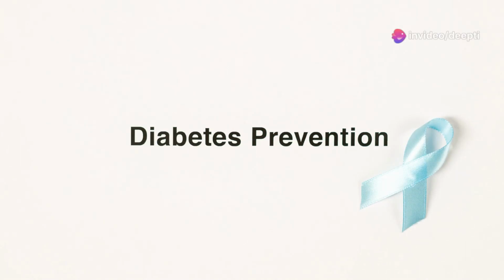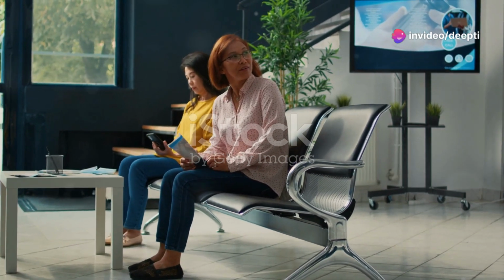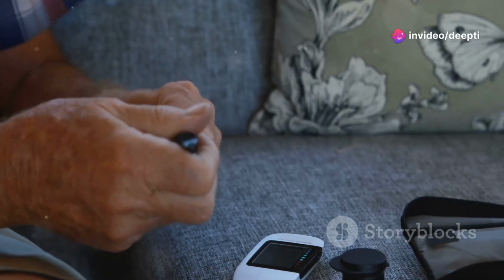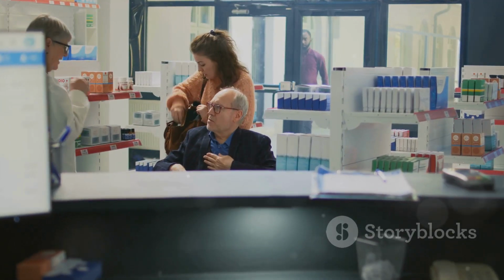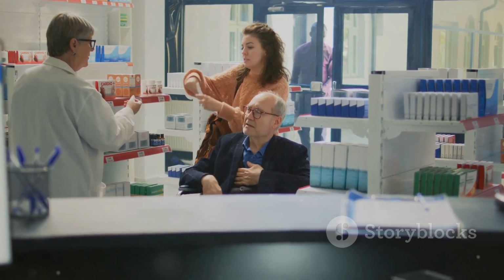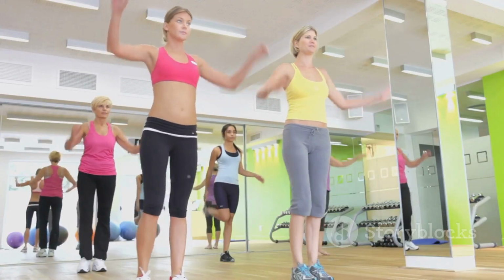Prevention and management. Preventing diabetic retinopathy involves managing blood sugar levels, following a healthy diet, regular physical activity, and taking prescribed medications. Regular eye exams are crucial for early detection. Early treatment can reduce the risk of vision loss.